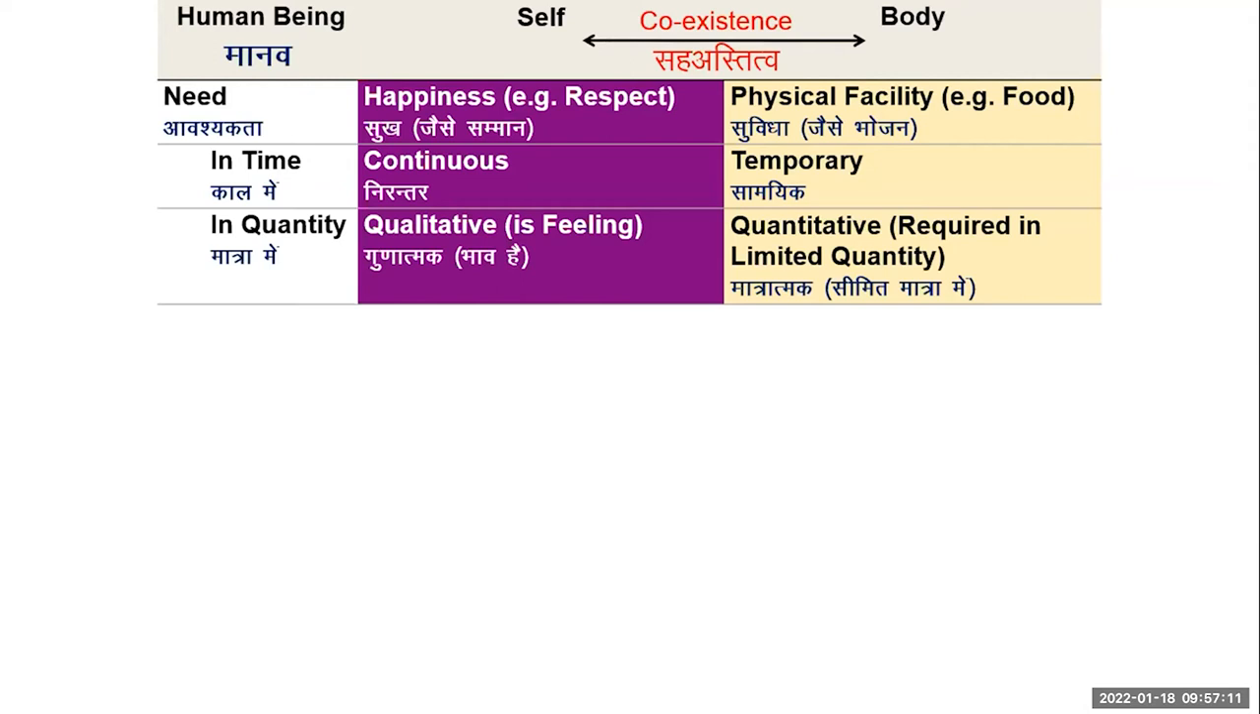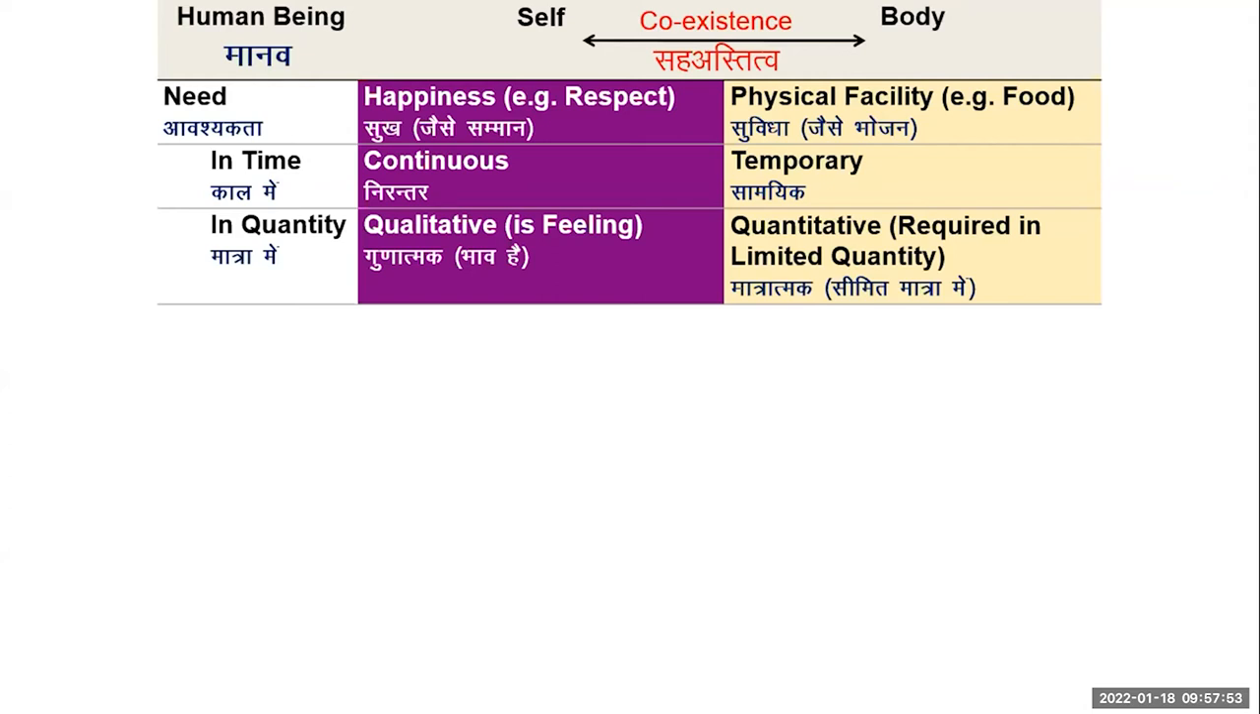Not only this, it can also be easily seen that every single physical facility to fulfill the need of the body is required in limited quantity. The food required to satisfy the hunger of the body is in limited quantity. You can calculate the food requirement for one person for a day, for the entire family for a day, for the entire family for the entire year, for the entire world. It is still going to be limited quantity. It cannot be unlimited quantity.